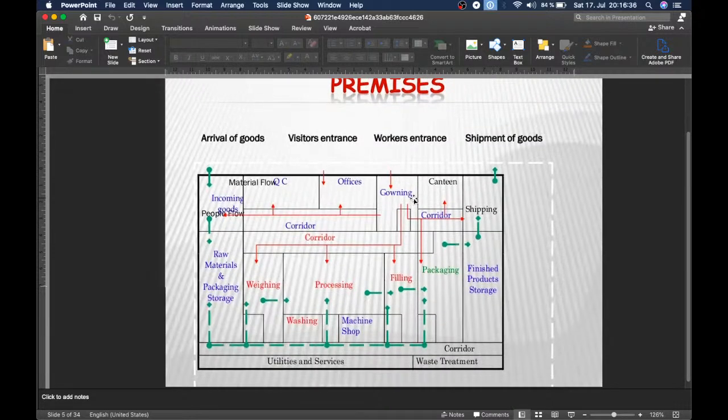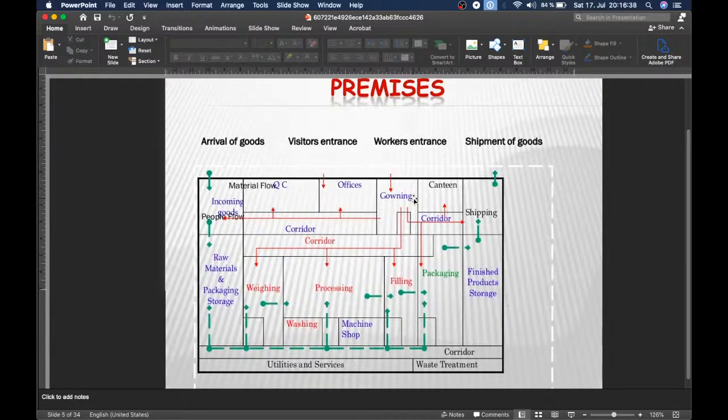So that's basically what the basic pattern of an industry's premises looks like. Initially you have arrival of goods, visitor entrance from here, workers entrance from here, and shipment of goods from here. So raw material comes from here, and the final products go out from there. That's how the basic things work out.